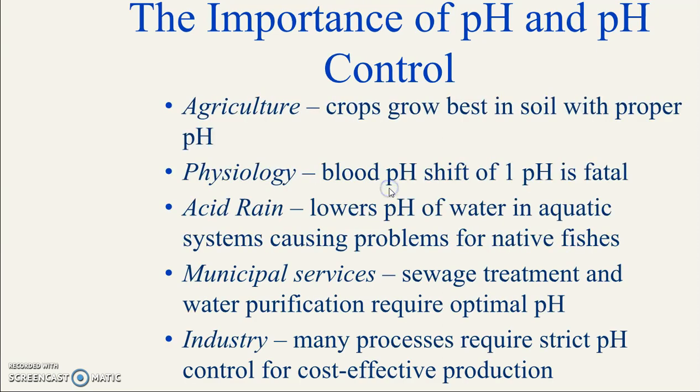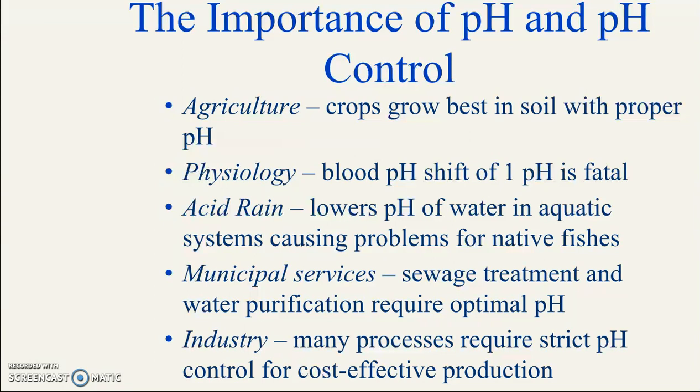So what's the importance of pH? Why do we study pH so many times? pH is important in terms of agriculture. You grow crops best in the soil with proper pH. If your tomatoes don't grow very well, you need to check the pH of your soil and make sure it's not too acidic or too basic. Your physiology, your blood, must maintain a very specific pH, and even a shift of 1 is often fatal. So your body must maintain pH of all of your body fluids.